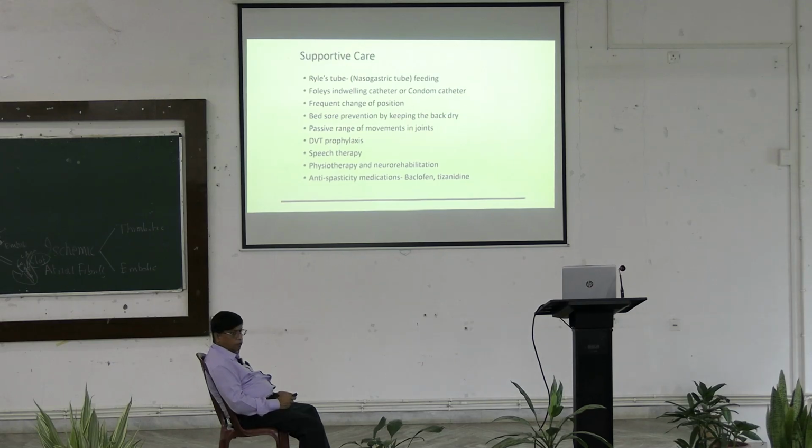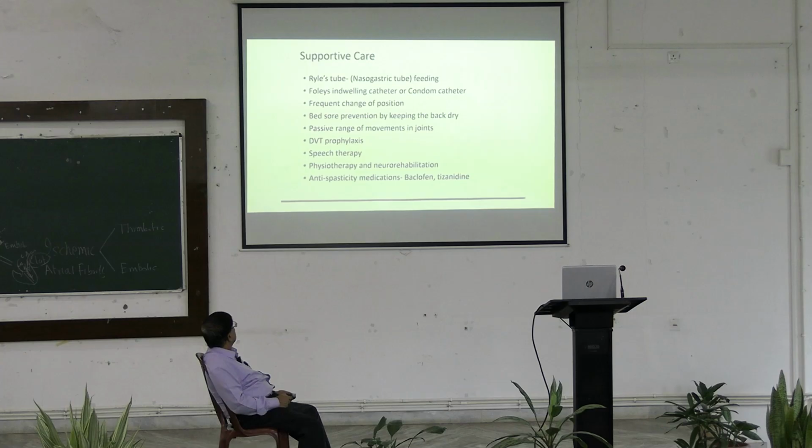Supportive care, definitely after you have done thrombolysis or given all this treatment. After that, during discharge, you have to take care of the other symptoms of the patient. Like if the patient is vomiting or cannot take food, you have to put a Ryle's tube. That Ryle's tube also prevents aspiration, because many patients of cerebrovascular accident die of hemorrhage, die of aspiration. So you should put a Ryle's tube to prevent this aspiration.